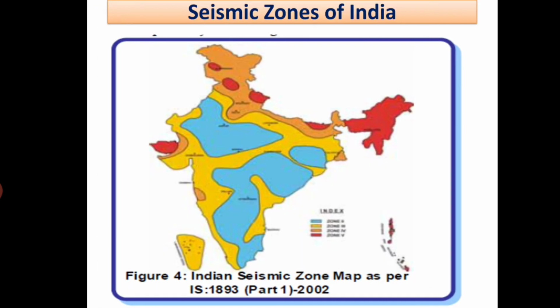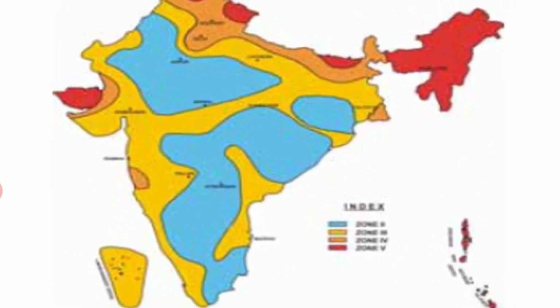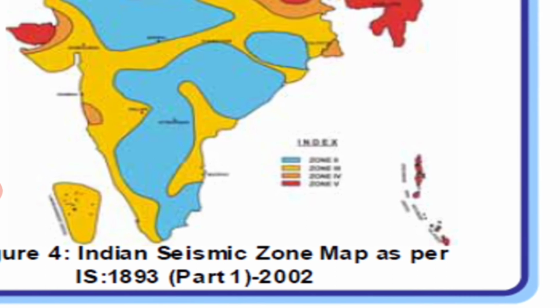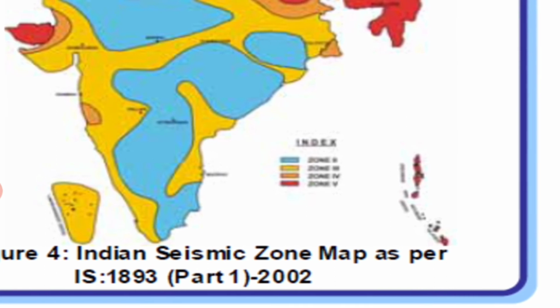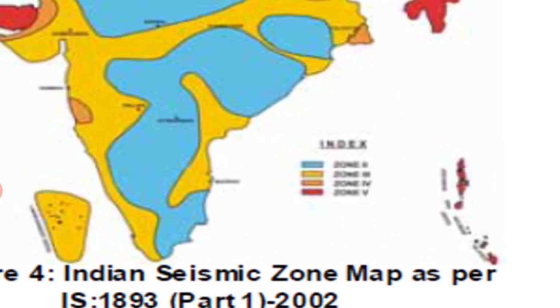Now these are the seismic zones of India. As per IS 1893, the previous IS 1893 had 5 zones, but after the 2001 earthquake occurred, the code was revised in 2002, and now there are 4 zones. One seismic zone was neglected, so it starts with the 2nd zone, 3rd, 4th and 5th.